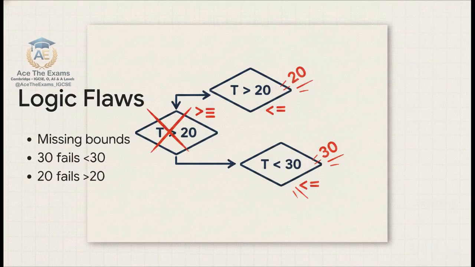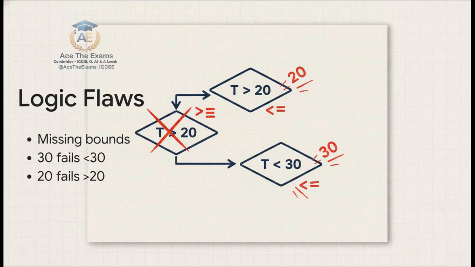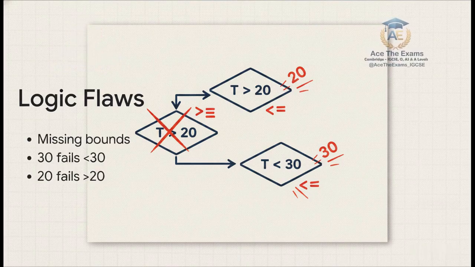All right, let's put on a red pen mentality and rip this apart. The fundamental error here is missing inclusive boundary conditions. The logic should definitely be greater than or equal to and less than or equal to, because the flowchart uses strictly less than 30. An exact input of 30 completely fails the T is less than 30 check, improperly routing the whole program to the too high output.